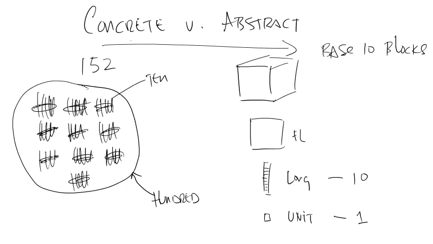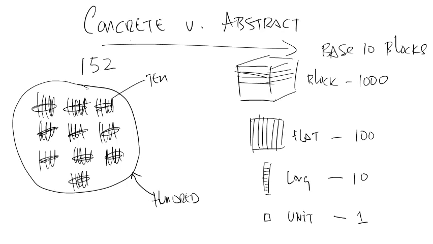Then we've got this piece, which is called a flat. It would be made up of 10 longs. If you were to take 10 longs and push them together, it would look almost identical to one of these flats. That makes a 100. And then we have this piece up here, which we're not going to use an awful lot, but we'll see it some. This is called a block. It represents 1,000. And as you might imagine, it looks like a whole bunch of flats stacked up. If you were to take 10 flats and stack them on top of each other, it would look nearly identical to a block.